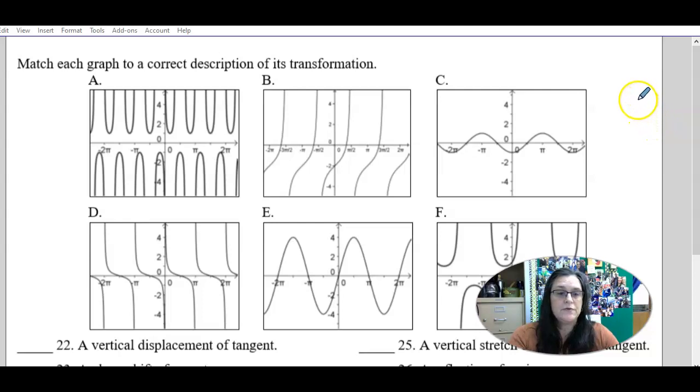All right, number 22, we want to find the graph that has a vertical displacement of tangent. Tangent's parent graph is increasing wiggles, and when we look at graph B, that's the only graph that has increasing wiggle shapes. And we can see that the midline, the center of that wiggle, is here at -2. So the vertical displacement is down 2 units. So number 22 is graph B.